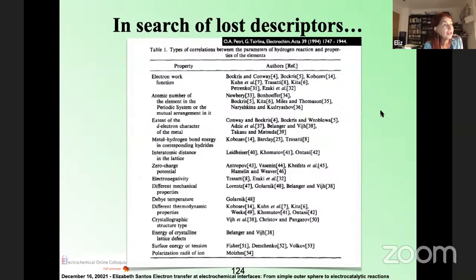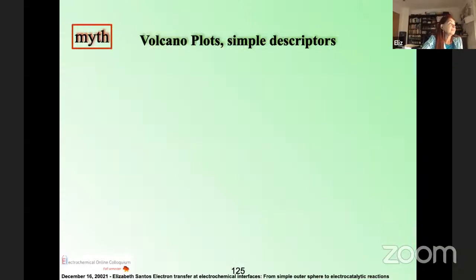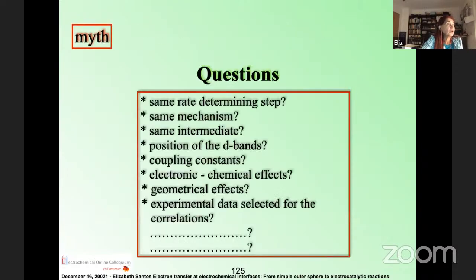Why? Because if the experimental error is high, and when you have the dispersion of value between different experimental groups, then which value do you choose to correlate for the correlation? That is then this myth about Volcano plots and simple descriptors. I should say it is good, intense, but there are many questions that we have to take into account when we compare data.